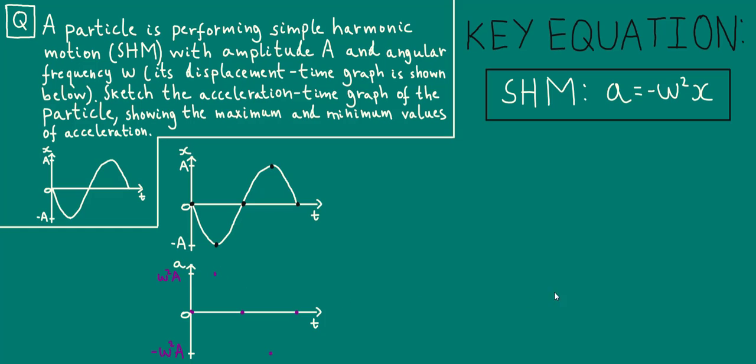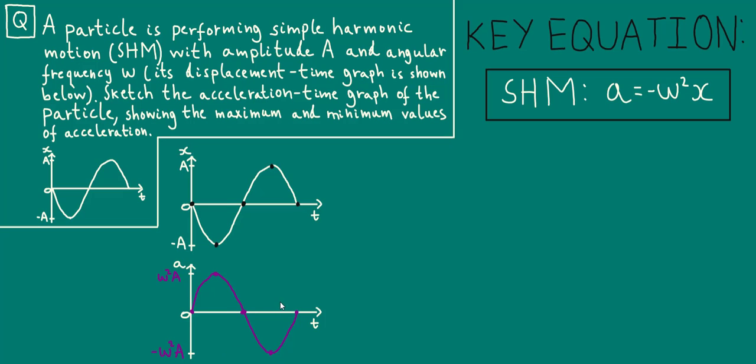Now we could continue doing this, but you can probably see that if we were to just connect up the points and fill in the gaps, we'd end up with a graph that looks like this. This is just a sine graph, and you can see the maximum value of acceleration is omega squared times capital A, and the minimum value of acceleration is minus omega squared times capital A. And so we've answered the question.